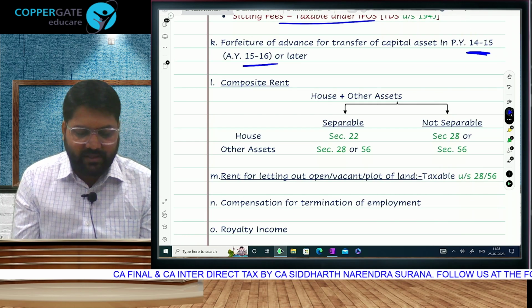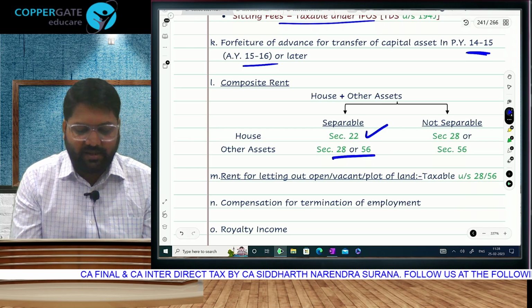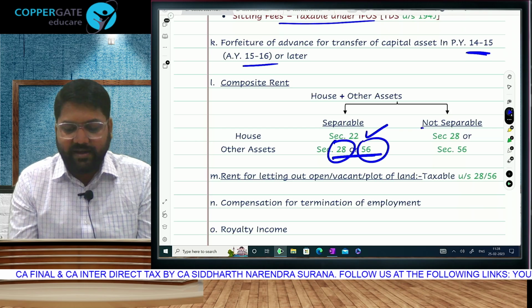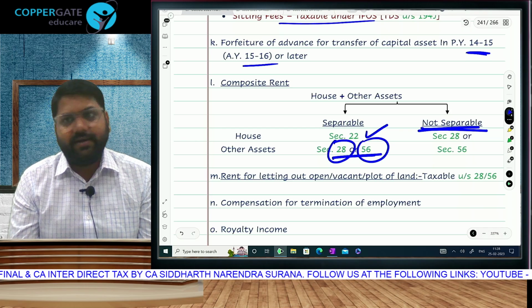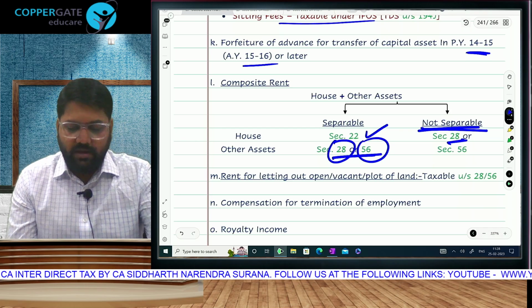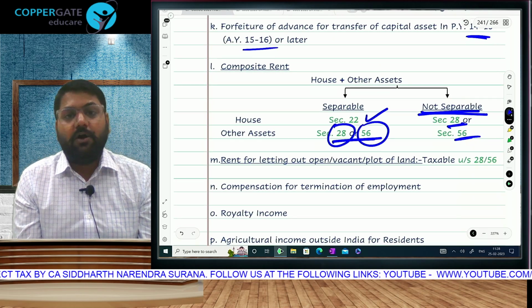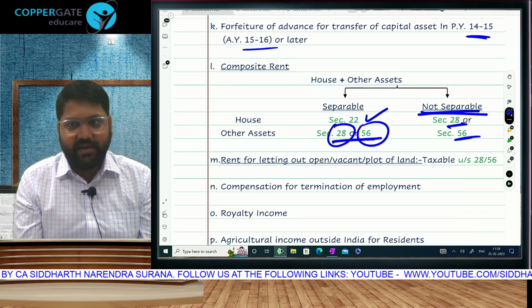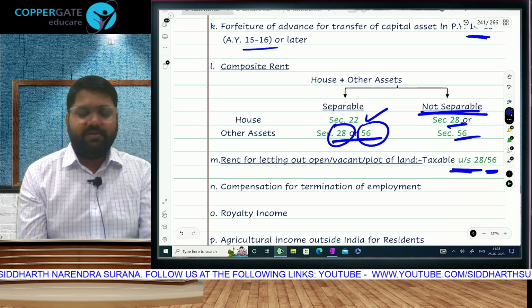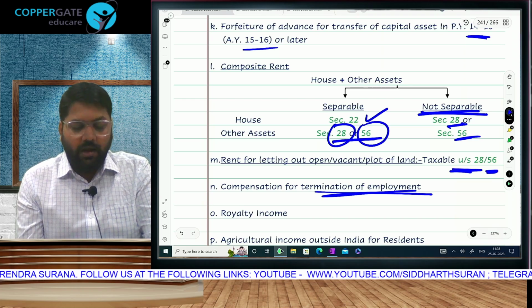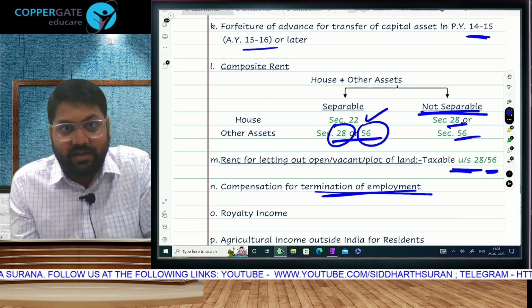If you can separate them, then the house part will go in house, but other assets in business, or if irregular activity, then IFOS. But when it is not separable, it is one amount, then it can't go in house property. It will be PGBP or it will be IFOS. Then when you are letting out an open land, plot of land, vacant land, if regular activity, then business, otherwise income from other sources.